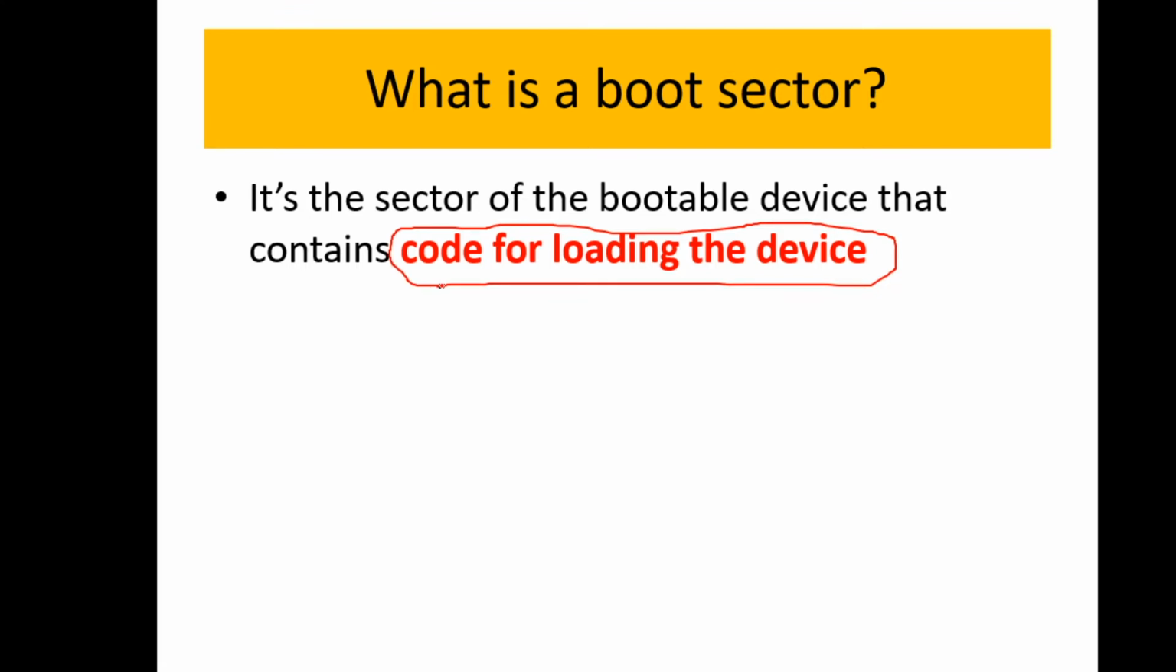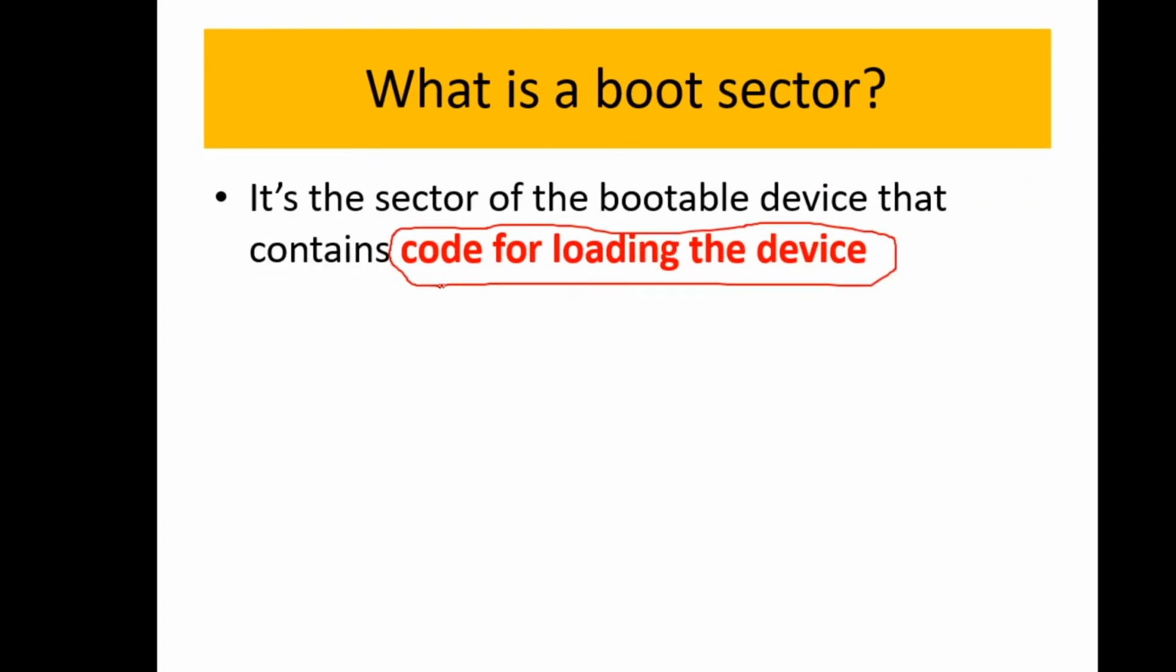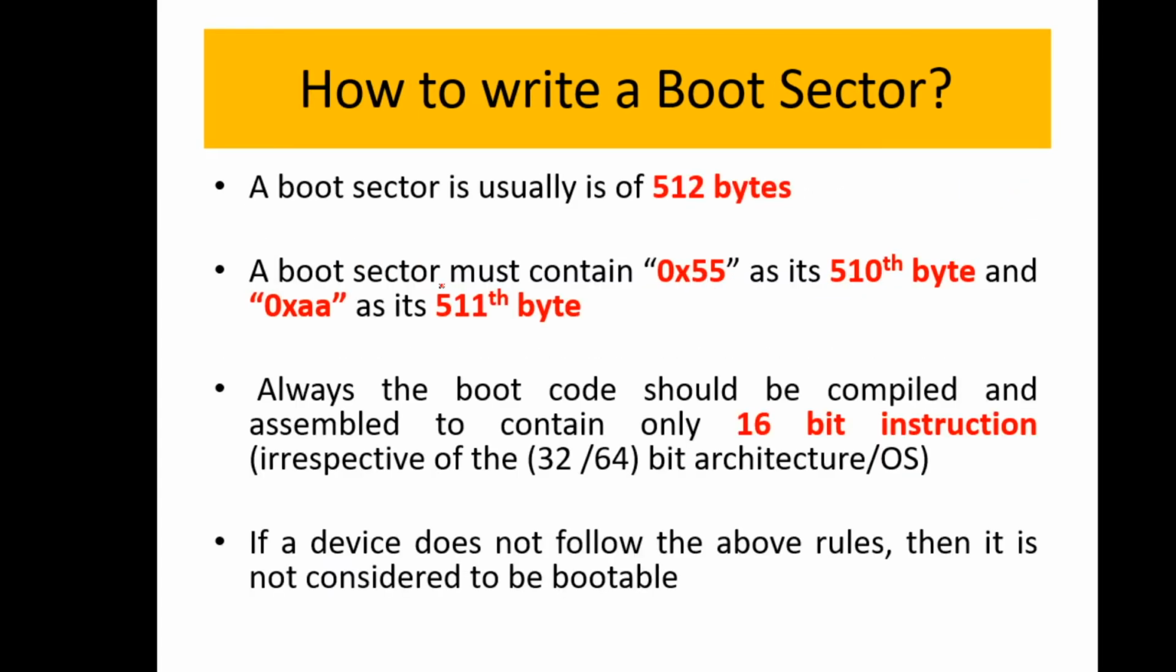So we have seen what is a boot sector, what is a bootable device, and what is a bootloader. Now let us see how to write a boot sector. A boot sector is usually 512 bytes in size, as we discussed earlier for the MBR. A boot sector must contain 0x55 in the 510th byte and 0xAA in the 511th byte. As we said, this is a magic number for the booting process.